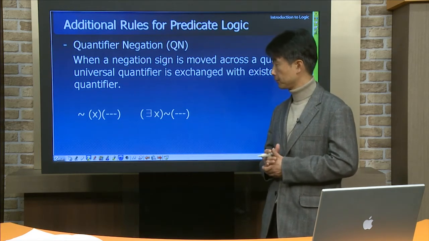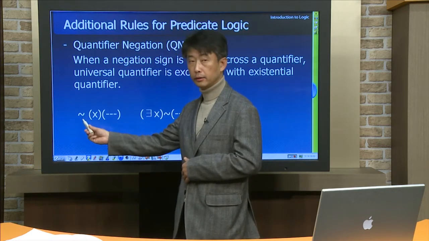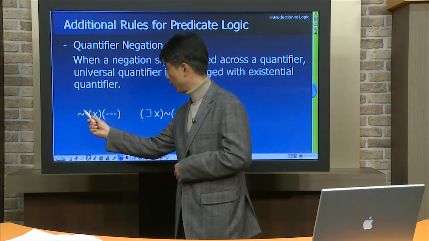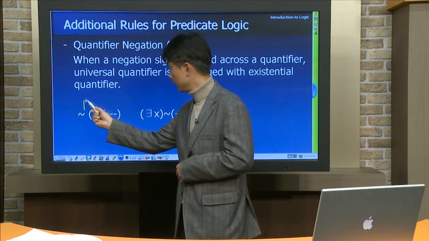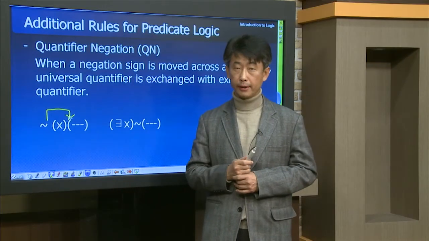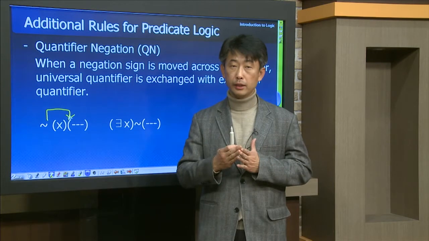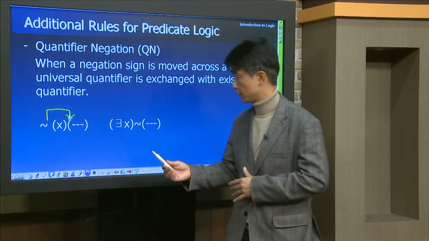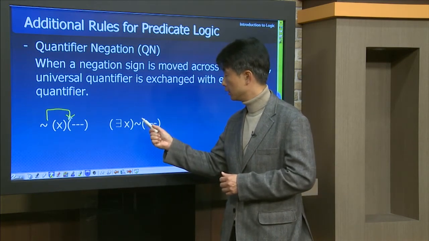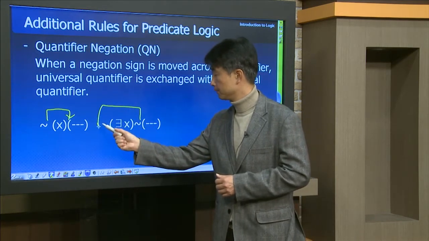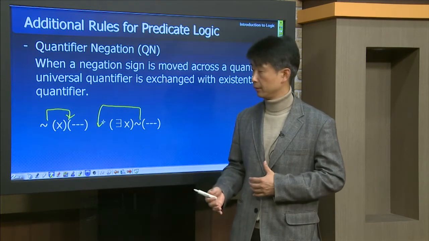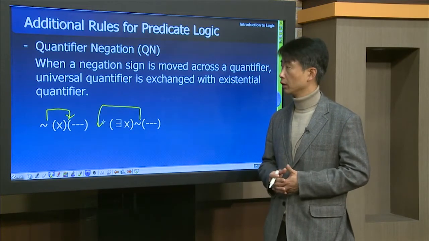Okay? So for example, we have a negation sign in front of a universal quantifier statement, and when you move this negation sign behind the universal quantifier, you can do that, but you have to change the universal quantifier into existential quantifier, like this. Okay? And same thing happens when you move the negation sign to the front. This existential quantifier should be switched to universal quantifier. So that's the rule, okay, called quantifier negation.